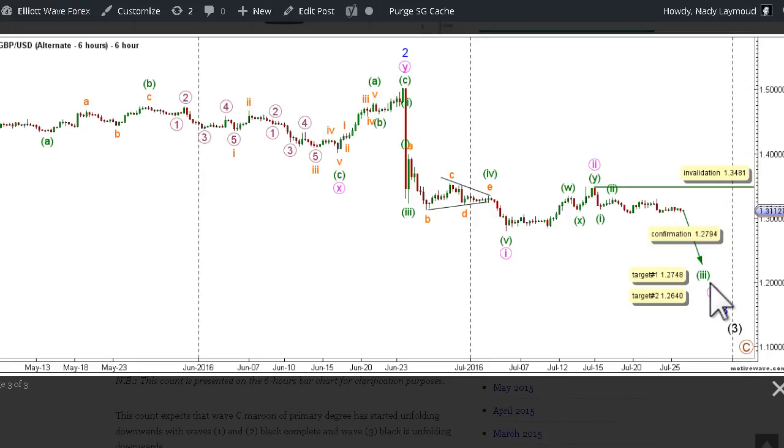So, to wrap this up, the main count explores the possibilities of cable's upwards movement, while the two alternate counts explore the possibilities of cable's downwards movement. The first alternate count expects that cable's downwards movement would prove corrective and that cable would reverse directions and unfold towards the upside. The second alternate count expects that downwards movement should prove to be impulsive in nature within a third wave of a third wave. And we have set specific confirmation points to guide us.